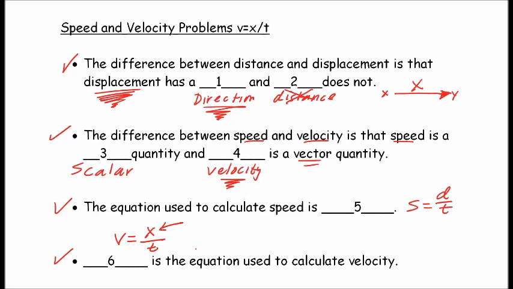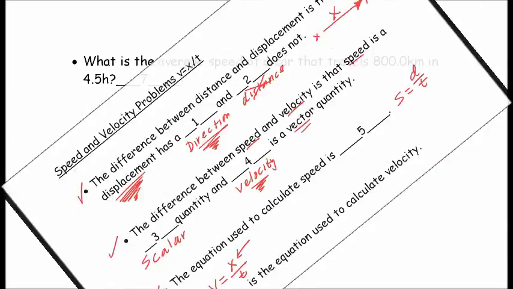That's the equation we'll use whenever we calculate velocity. When we calculate speed, we'll use speed equals distance over time. When we calculate speed, we understand that it doesn't have a direction, and it's a scalar quantity. When we calculate velocity, because it's calculated using displacement, change in position, or displacement over time, it has a direction, and it is a vector quantity.